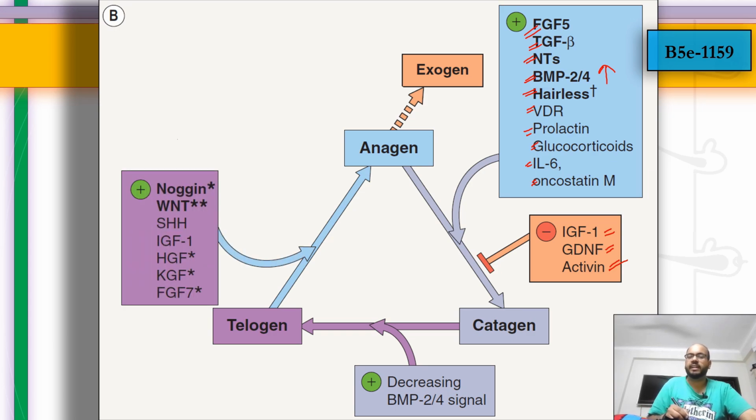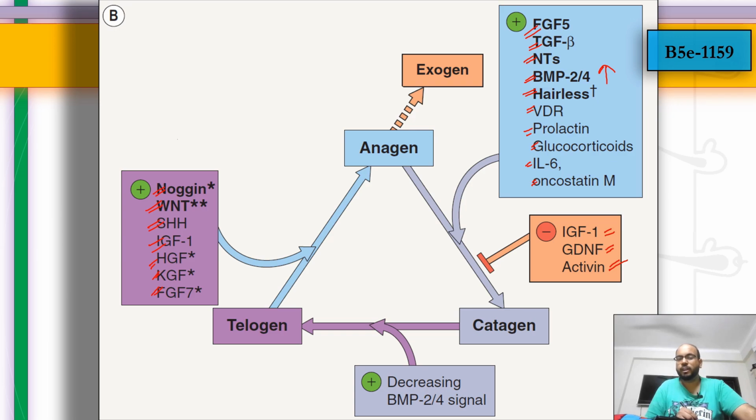From telogen phase to anagen phase, that means we have to reactivate hair growth. And what are the genes required for hair growth? WNT, Noggin, Sonic Hedgehog. We have discussed these three. Apart from that, you have hair growth factor, keratinocyte growth factor, fibroblast growth factor 7, insulin-like growth factor 1.